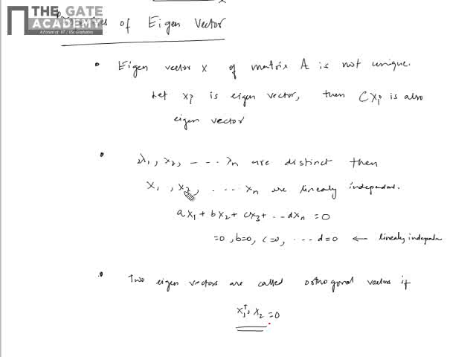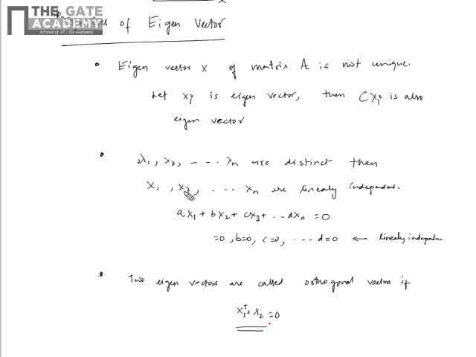The important point to remember in eigenvectors is that they are not unique for a given eigenvalue. And eigenvectors of a symmetric matrix corresponding to different eigenvalues are orthogonal. So these are the important properties which we have seen.